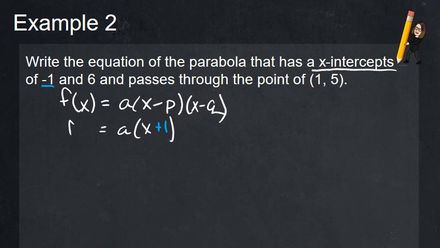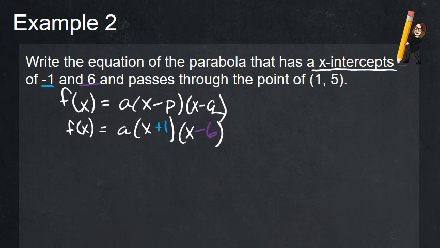Don't know my a value. Fill all that extra stuff in. And then I can see that 6 is also an intercept. So that's going to be represented as x minus 6. So be careful with that sign change there, okay?